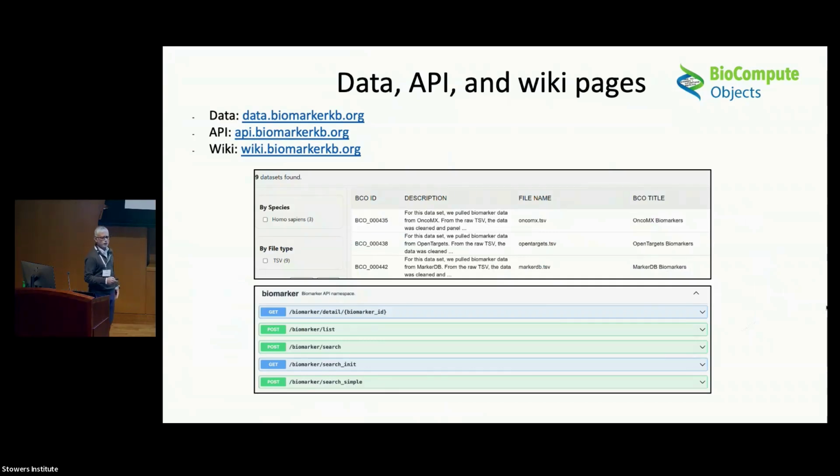We also try to organize our resource in very clear ways, hopefully. So we have biomarkerkb.org, but then we have data.biomarkerkb.org. There you can download all of the data sets that go into the biomarker portal. And all of our data, anything that comes in, is described in biocompute objects. With a biocompute object, you can have scripts, and you can have information on how the data was collected and harmonized and so on.